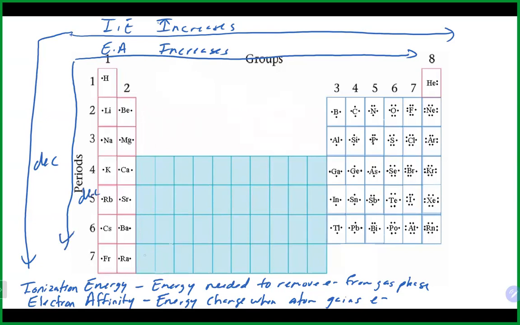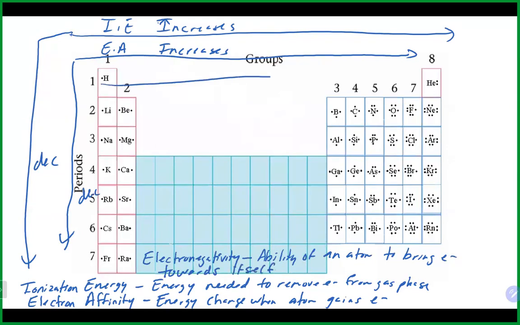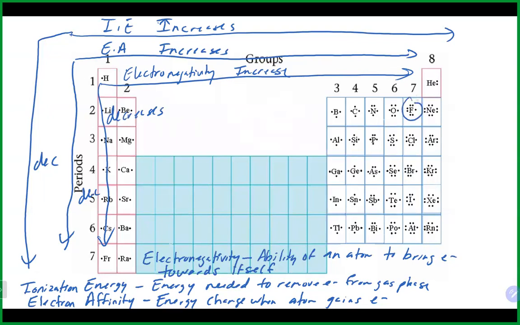There's also another pattern, which is electronegativity, which we'll talk a lot about in this chapter. And again, that is different than electron affinity. That's the ability of an atom to bring electrons towards itself. And that increases as you go up and to the right, and decreases on the periodic table as you go down. By the way, the most electronegative is this guy right here. He is the most electronegative you could have, which is fluorine.